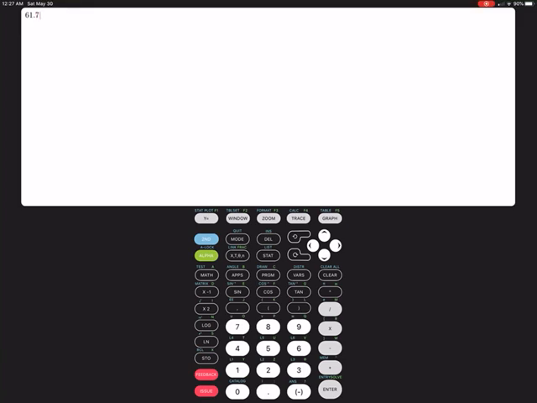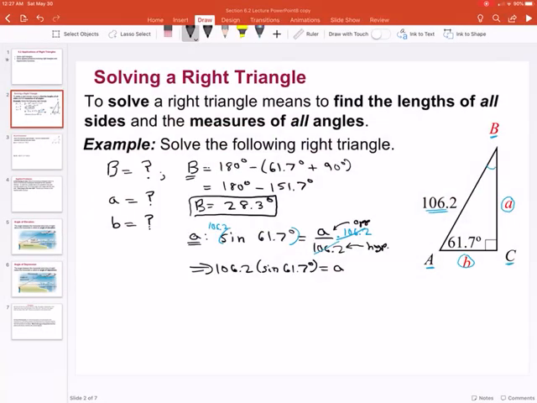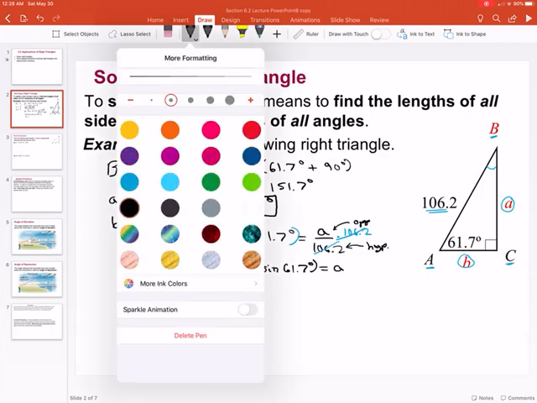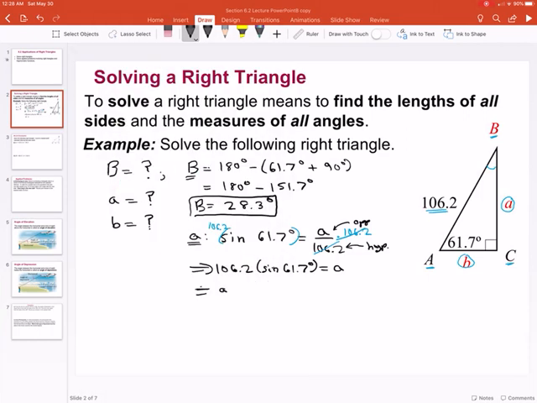So we've got 106.2 times the sine of 61.7. And since we're in degree mode, it knows that's degrees. So I get 93.5, rounded to the nearest tenth. So A is approximately equal to 93.5 units in length.